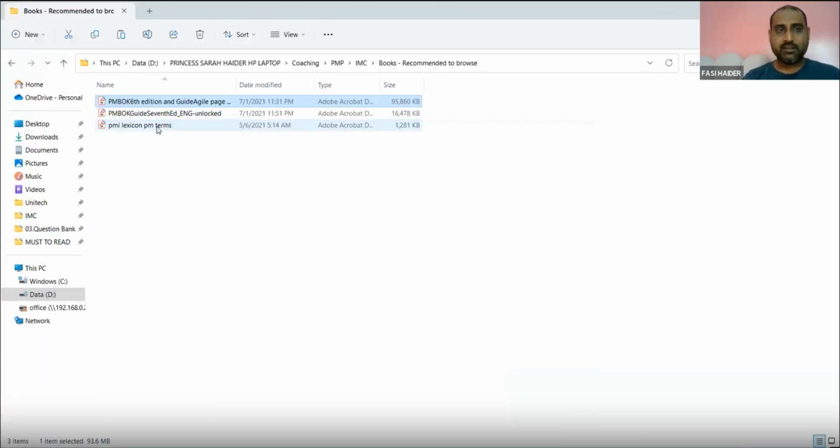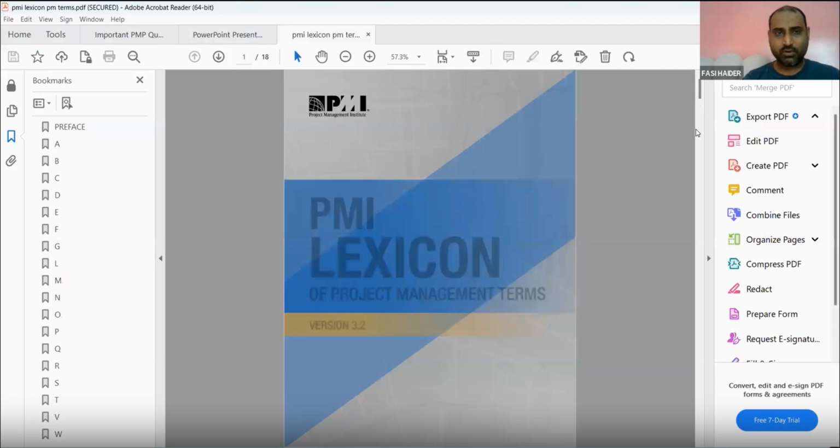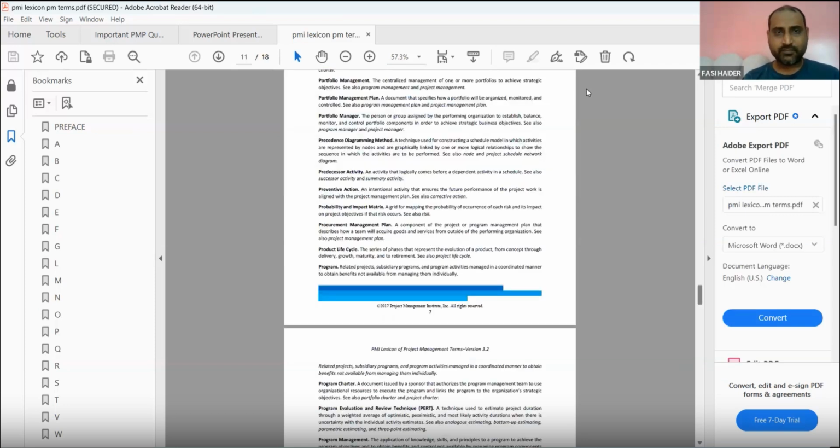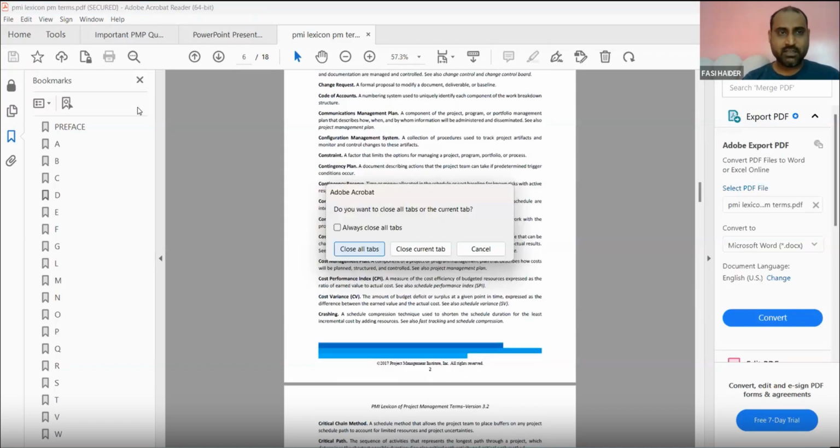And this is also a good book. It is a small book, 15 pages. All small definitions are written here. So it's good to read. This is a must to read. Books recommended to read, recommended to browse or read.